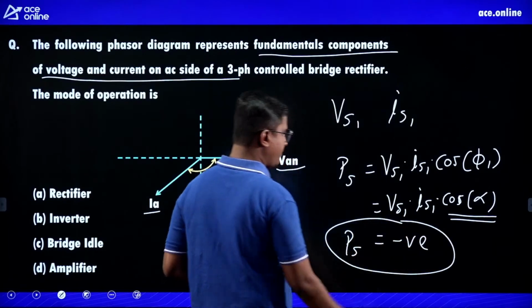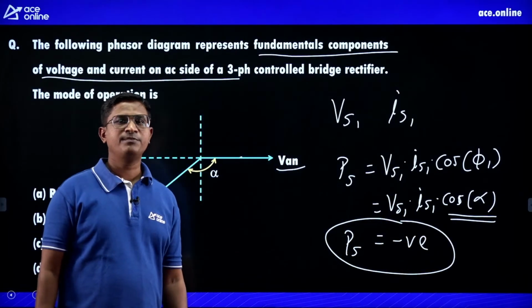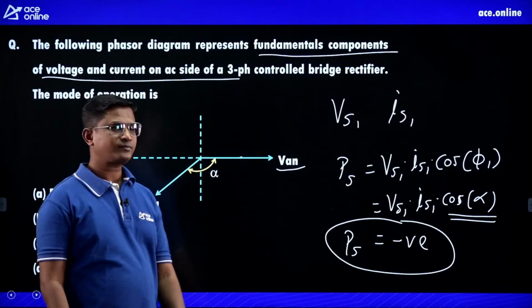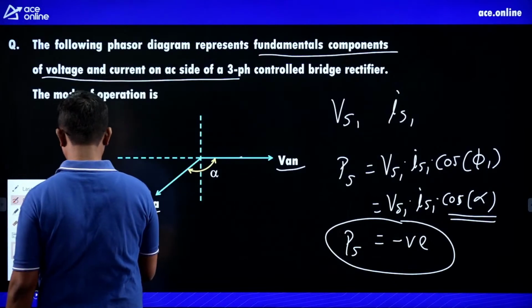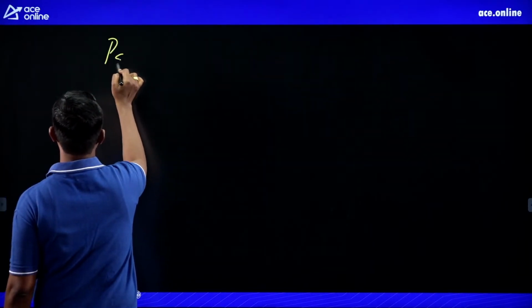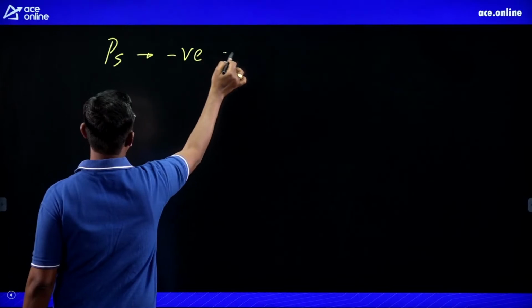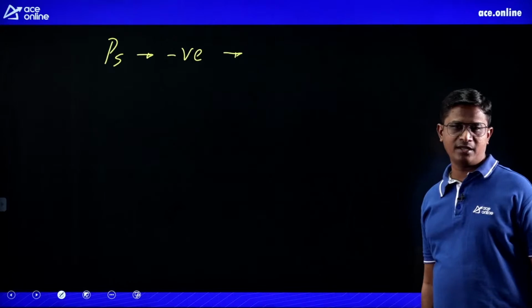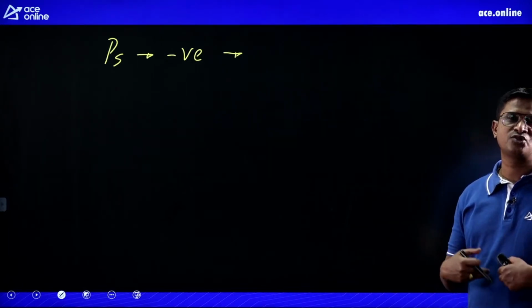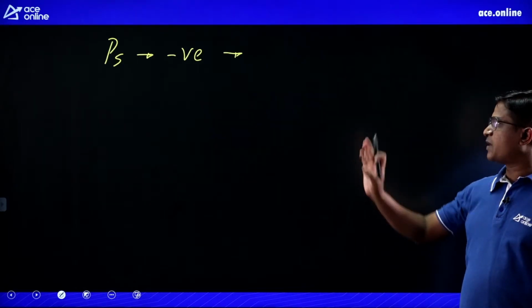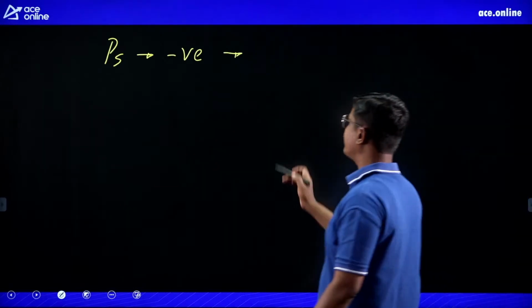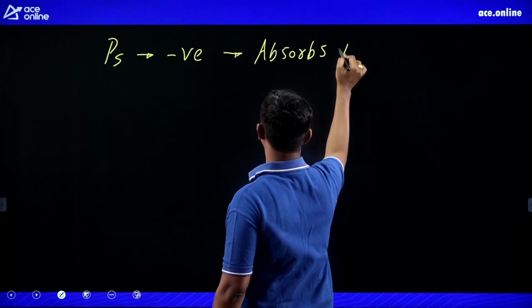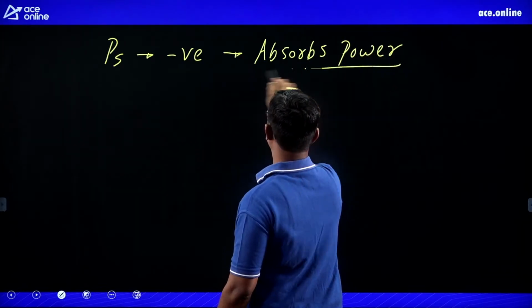Now tell me, if my source power is negative, is my source absorbing the power or delivering the power? Always keep in mind, if source power is positive, the source delivers power. If source power is negative, the source absorbs power. So here the source is absorbing the power, right?